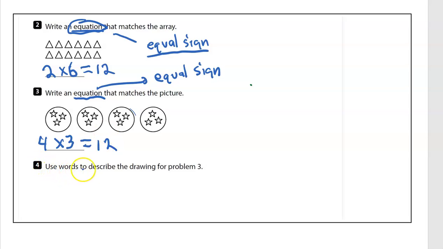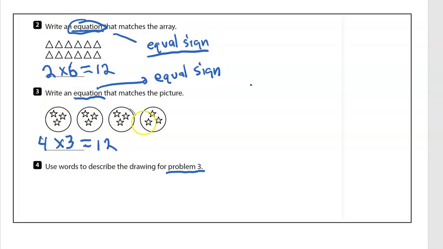Use words to describe the drawing for problem 3. So I want you to think about that. How would you describe that drawing? So stop the video, write your answer down, then we'll compare.